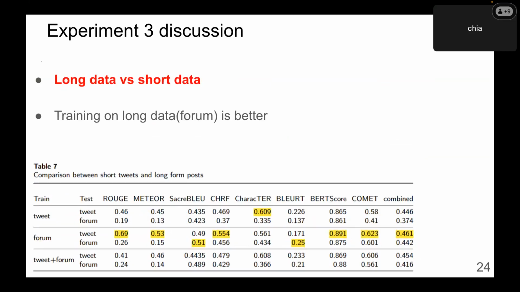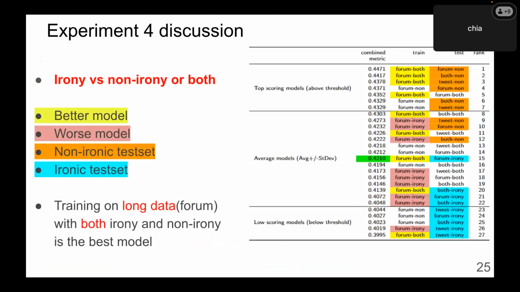For the next experiment, we test between long data and short data. We can see that training on the long data, which is the forum data set, is better here. Next, we compare between the irony and non-irony data in the forum data set. You can see from the table on the right that the model trained on the forum data set has the highest score for both irony and non-irony.